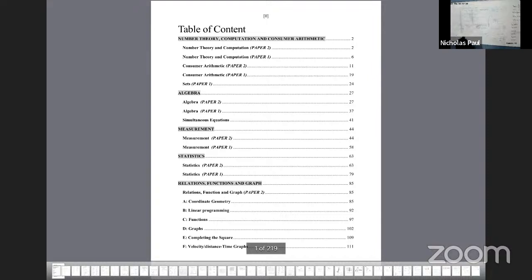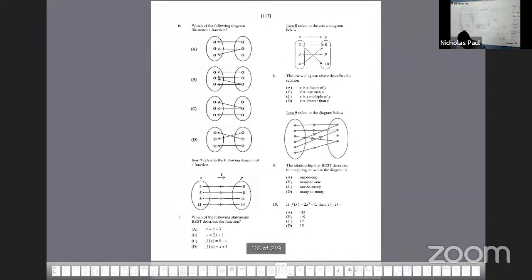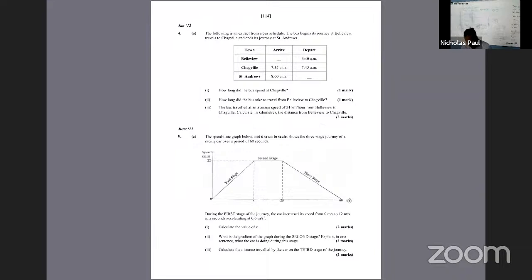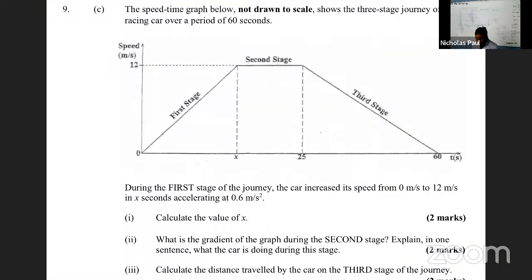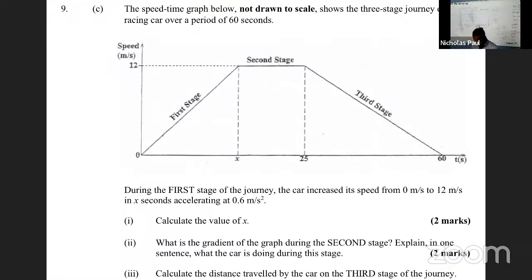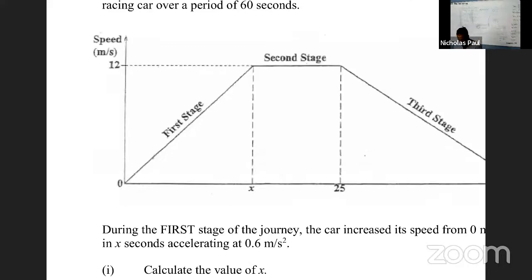All right, good. So page 111. If you look here, here's what it said, right? The question wants you to find x, right? So we know here is 0, we know here is 12, and the value is x. And they told you that the acceleration is 0.6. So where on that graph am I going to put 0.6? What does 0.6 represent? What is the gradient, right?